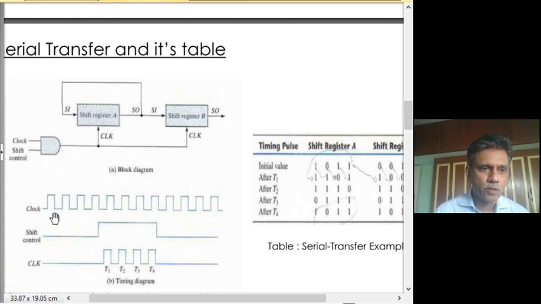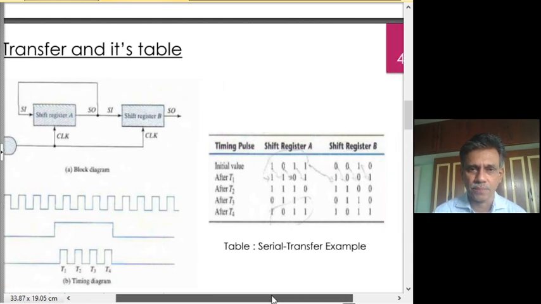So what will happen is you are looking at the clock, and here the shift control is given for a duration of 4 clock periods. On ANDing this clock with this control, we see that only 4 clock pulses are being given to this A and B shift register. And this table shows how the bits get transferred.